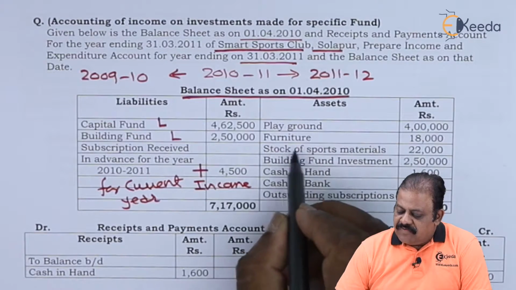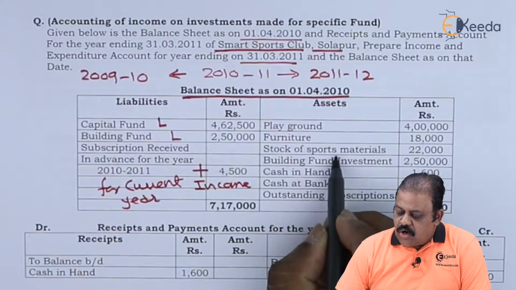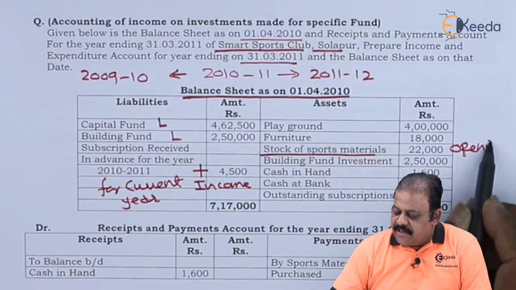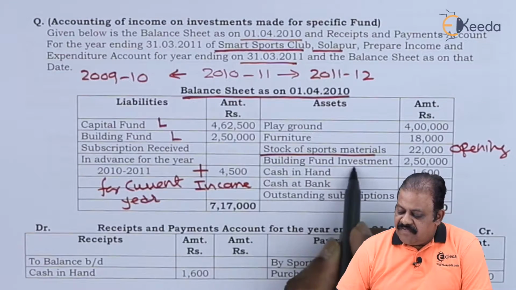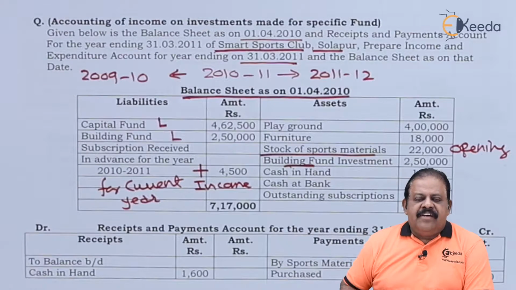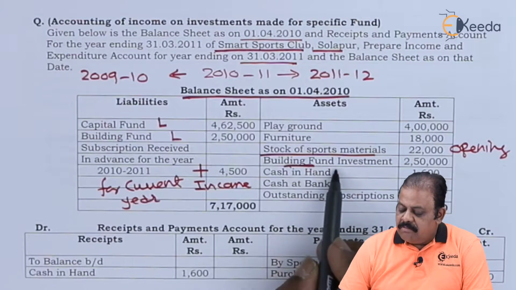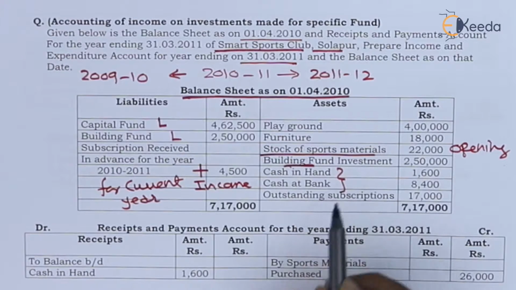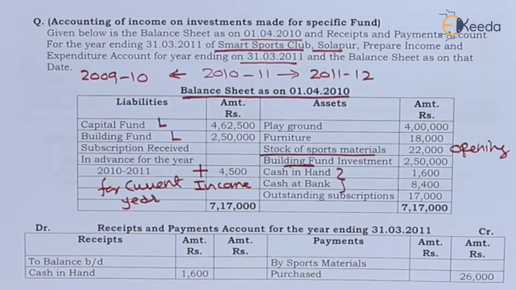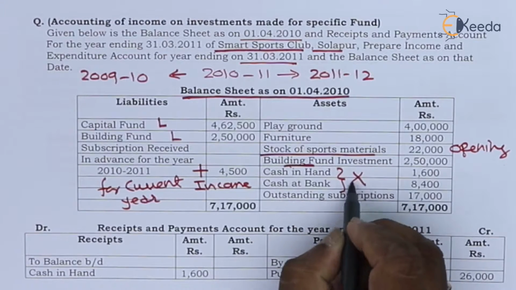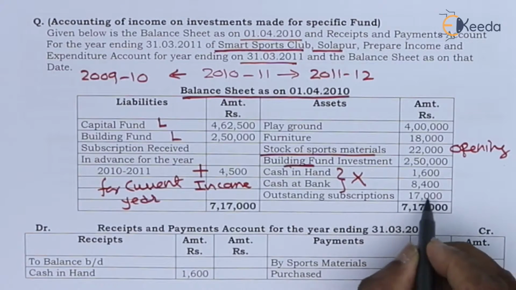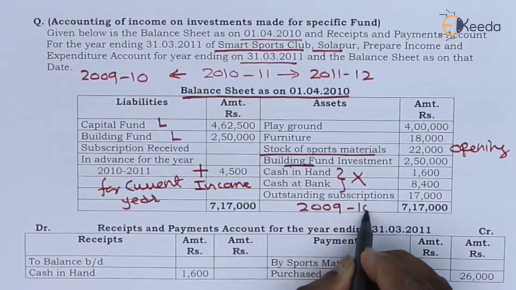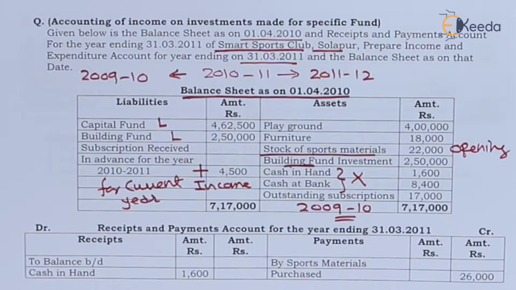Asset side: playground, furniture, stock of sports material. This is the opening stock of sports material. Building fund investment. An investment is there specifically for the building fund. Cash in hand, cash at bank. These are opening balances of cash and bank. Those are not recorded anywhere. Outstanding subscription. This is for the year 2009-2010, that is for the previous year.